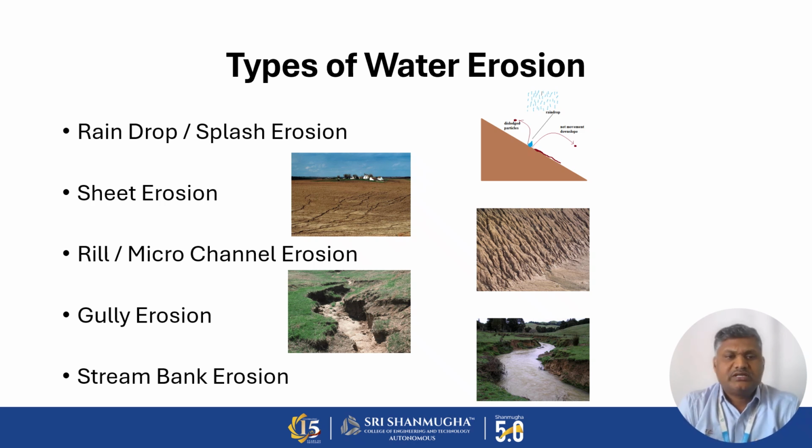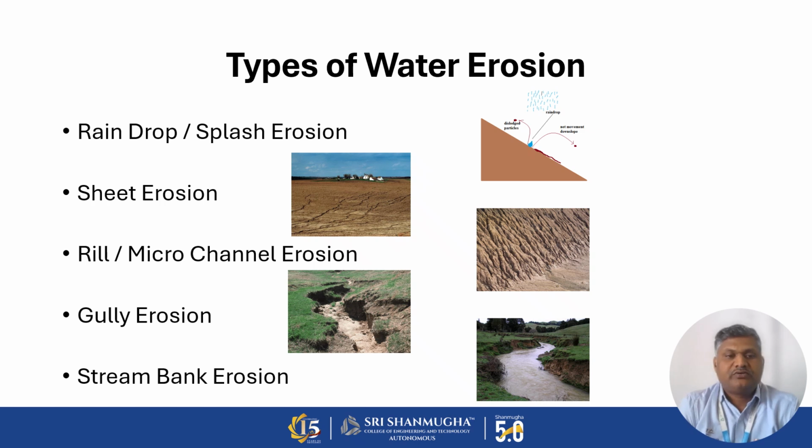The second one is sheet erosion. Sheet erosion is the advanced stage of raindrop or splash erosion. In sheet erosion, a thin layer of the topsoil is eroded or washed out. The thin layer is removed from the surface of the soil. It looks like a sheet, so it is called sheet erosion.